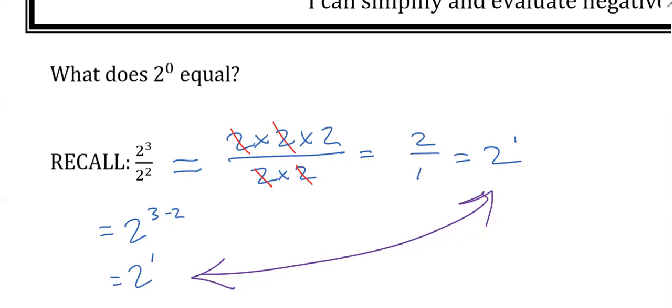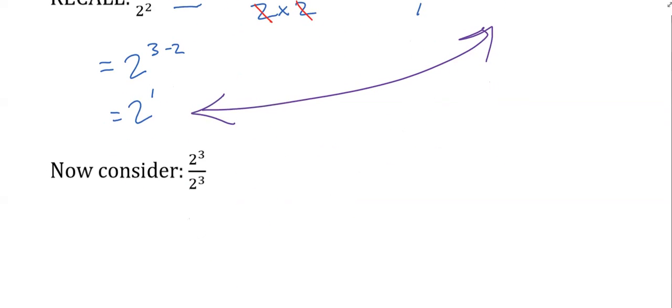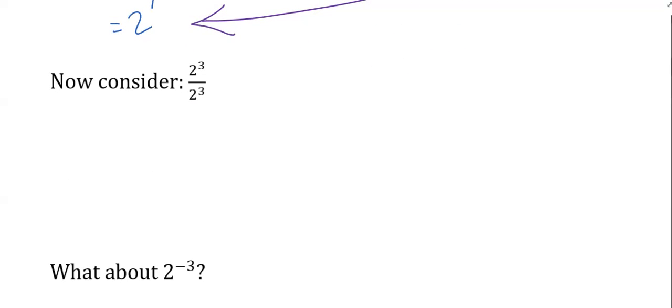And do you see how we did it? But what does this have to do with 2 to the 0? Well, let's try another one. What about 2 to the 3 divided by 2 to the 3? So we're going to do it again, 2 different ways. This is 2 to the 3 minus 3, which is 2 to the 0, right?